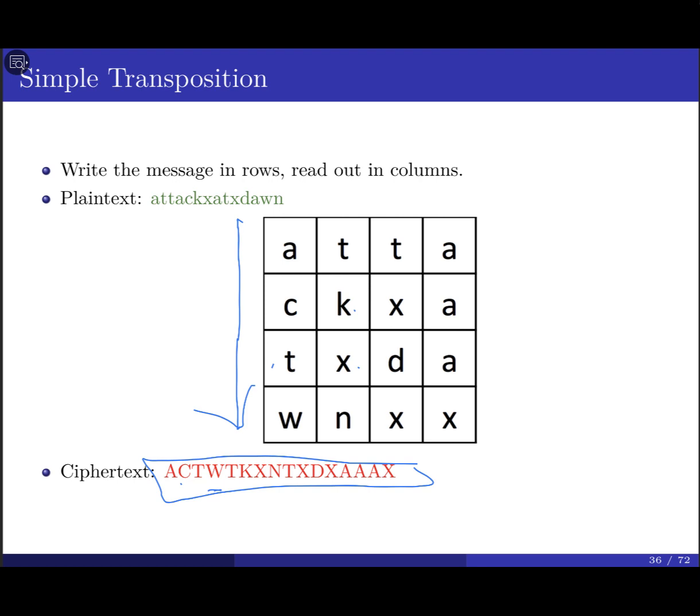But the key here is that I need to know the matrix: 3 by 3 or 4 by 4. If I don't know the right matrix, I cannot produce the message. For example, if I use the decryption with a 5 by 3 matrix, 5 rows and 3 columns, then in this case, organizing the data this way, you are not going to be able to read the right message.